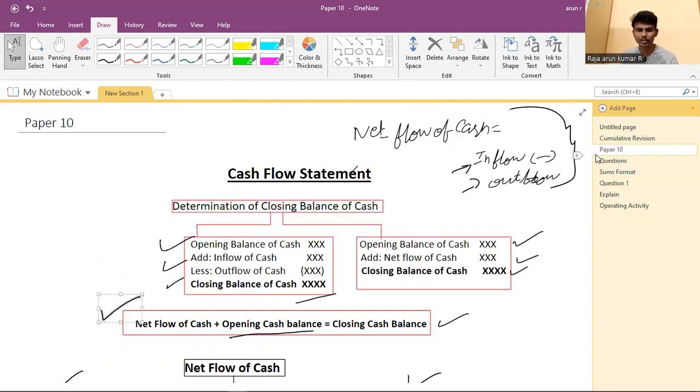Okay, opening balance of cash plus inflow and outflow. This is the basics for that format. You just understand this basic. That cash flow statement format is so easy for you.